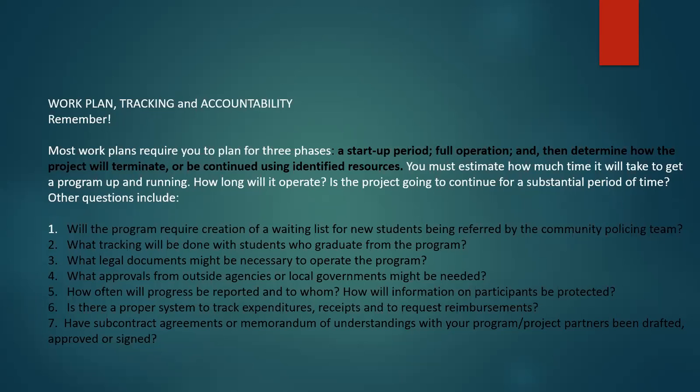Okay. How often will progress be reported and to whom? How will information on participants be protected? Let's go to the first part. How often will progress be reported? How do you know how often progress reports need to be done? Well, the grant details might have it. Exactly. They're going to let you know, 30, 60, or whatever the case might be. Right. Now, how will the information on participants be protected?